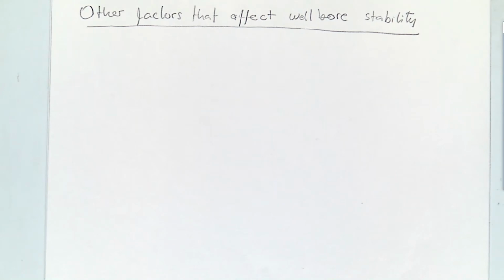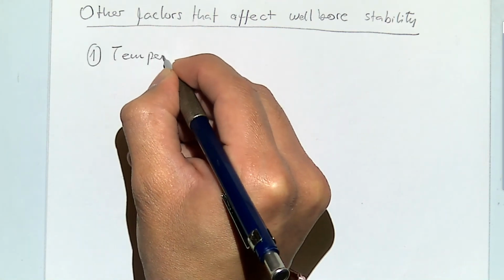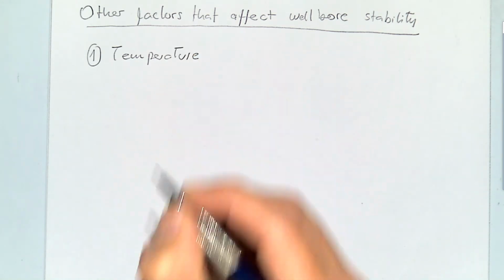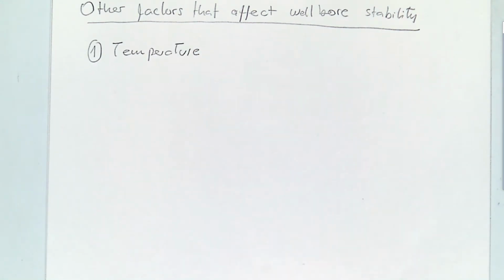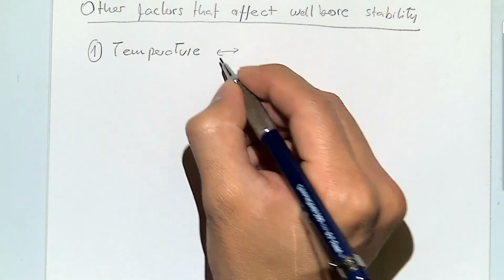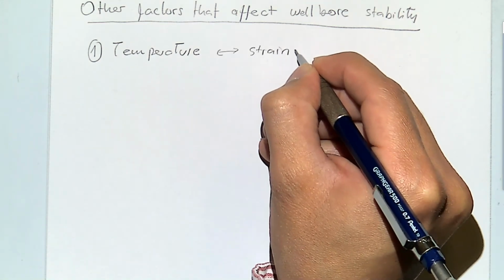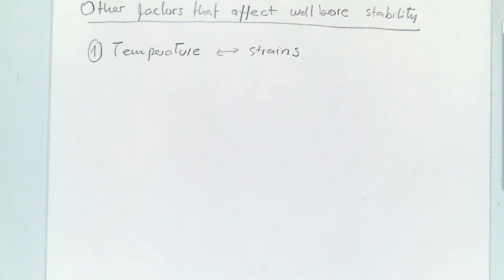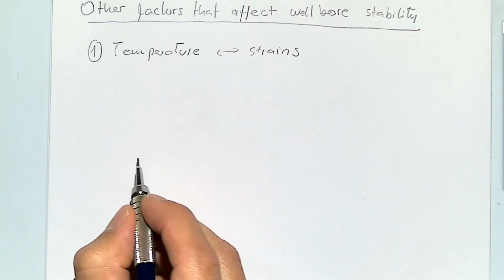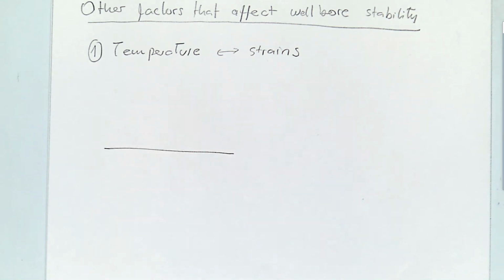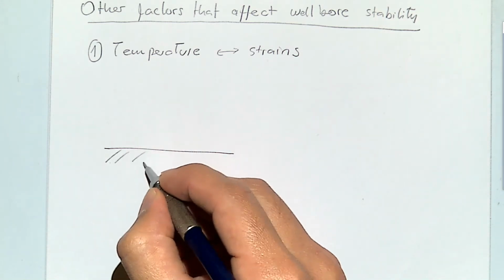All right, so we're going to talk about 5 other factors that affect wellbore stability, and you should know them. The first one is temperature. And temperature is going to cause strains whenever you have a variation of temperature. This might seem quite straightforward, but it is not that straightforward.